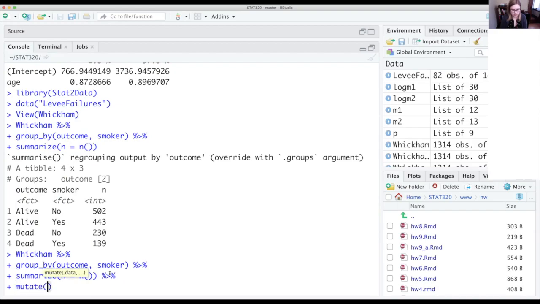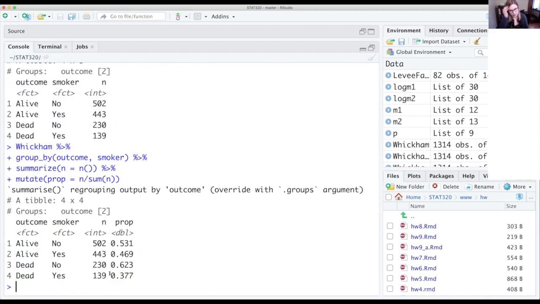I'm going to do mutate. prop is equal to n divided by sum of n. And this gives me some proportions. So this is where the order in that group by really comes in and matters. So this one I can hopefully see by adding up 0.53 and 0.47 that adds up to 1. And then down here, 0.62 and 0.38, that adds up to 1.